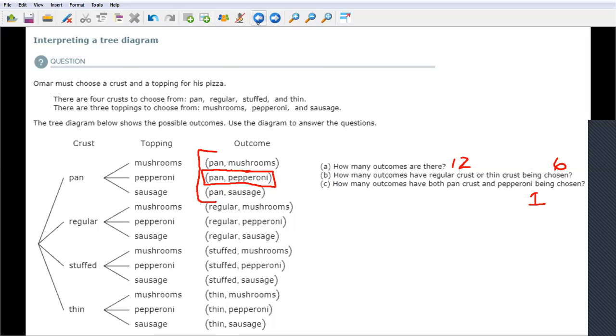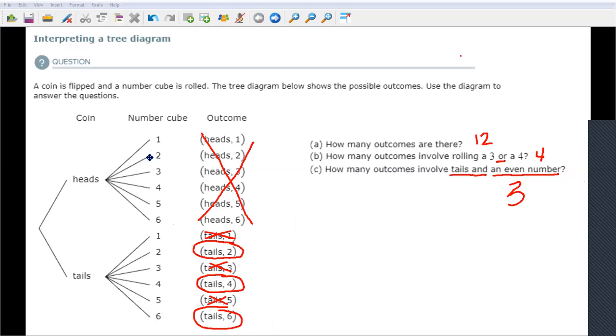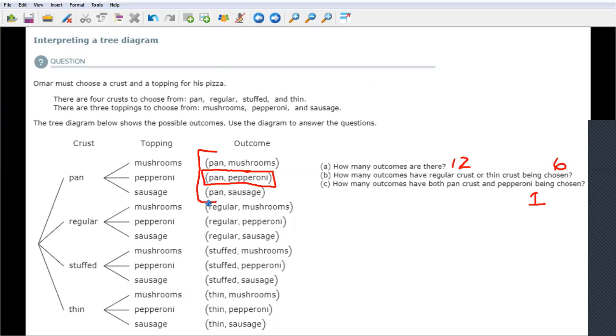Kind of similar to the last one here, we had 2 different categories, and it was really easy to narrow down each one because we didn't have to go to a third column.